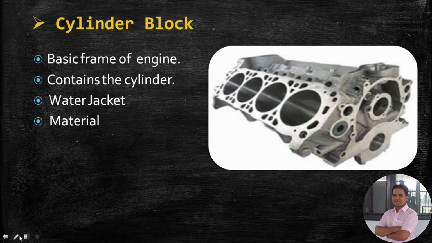The first one is the cylinder block. The cylinder block is the basic frame of a liquid cooled engine, whether it is an inline or V type of engine. Again I am repeating, the cylinder block is the basic frame of a liquid cooled engine, whether it is an inline engine or V engine. It contains the cylinders, the passages for the water jackets, and small passages for the lubrication system too.